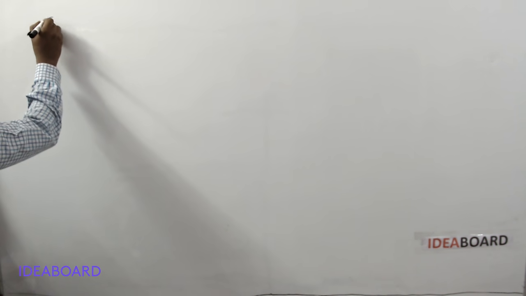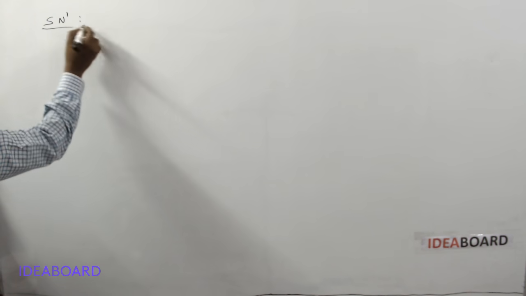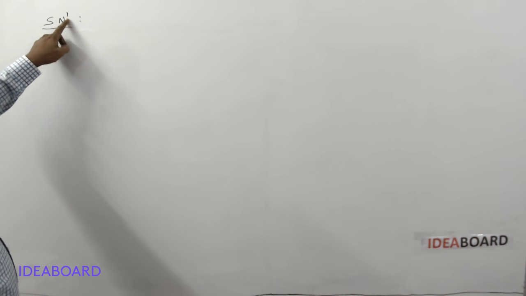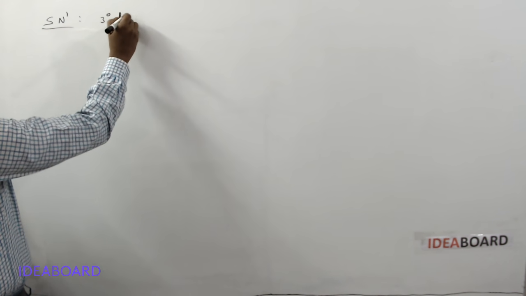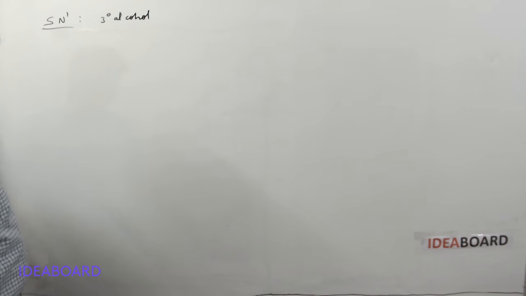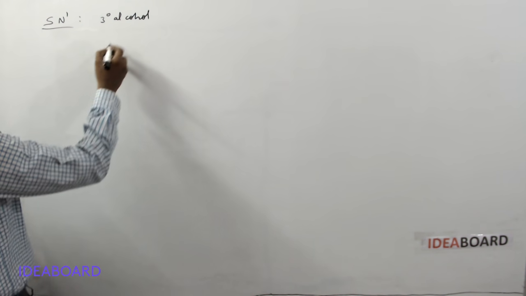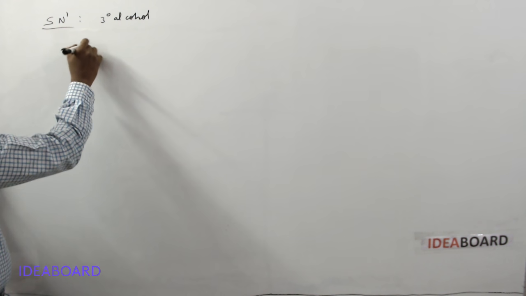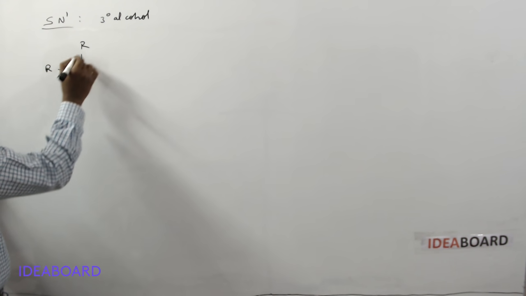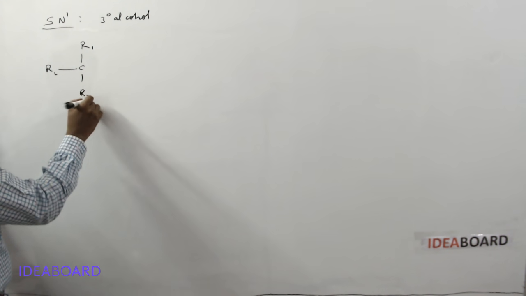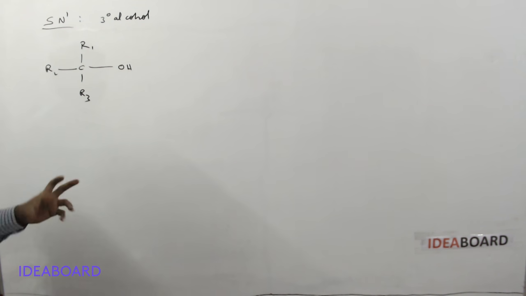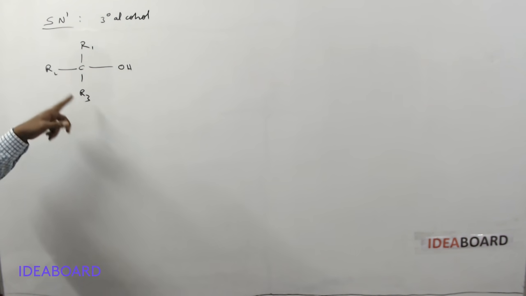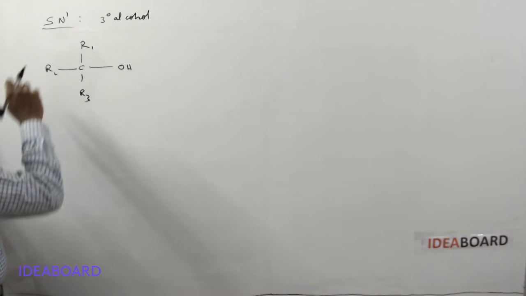Suppose the SN1 mechanism of this reaction is taken. SN1 means unimolecular nucleophilic substitution reaction. Generally, tertiary alcohols undergo SN1 reaction, and primary alcohols undergo SN2 reaction. For a tertiary alcohol, suppose these are R1, R2 and R3, which mean three different alkyl groups.